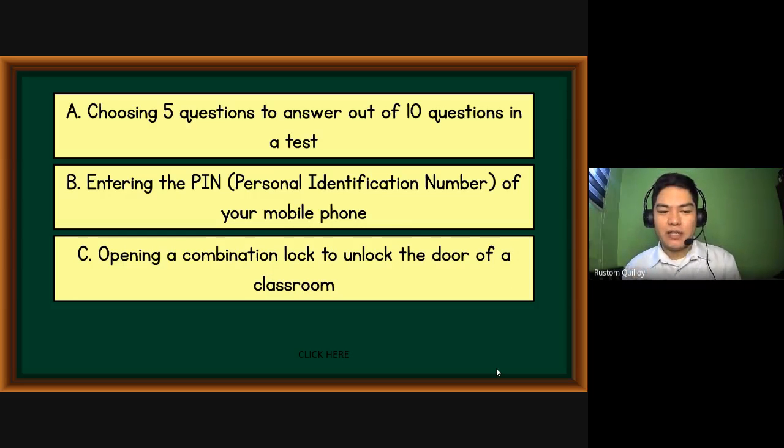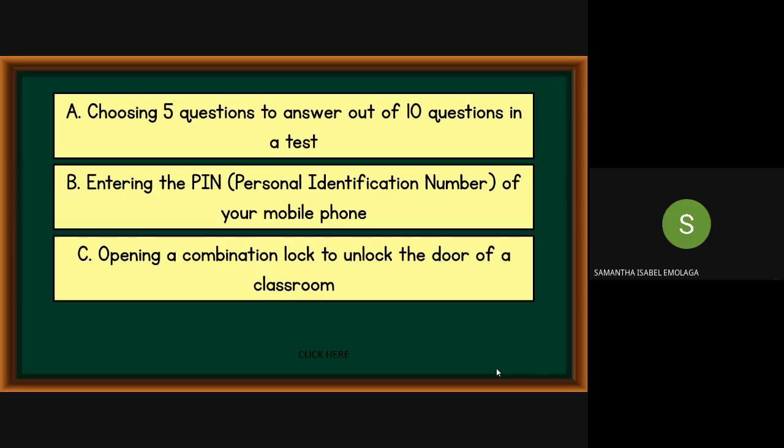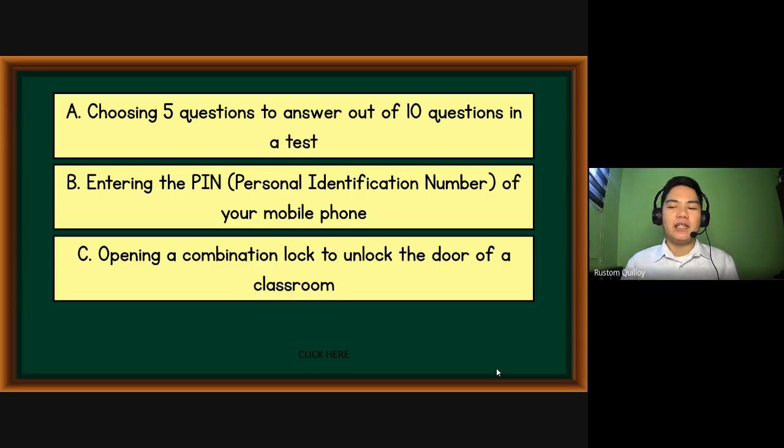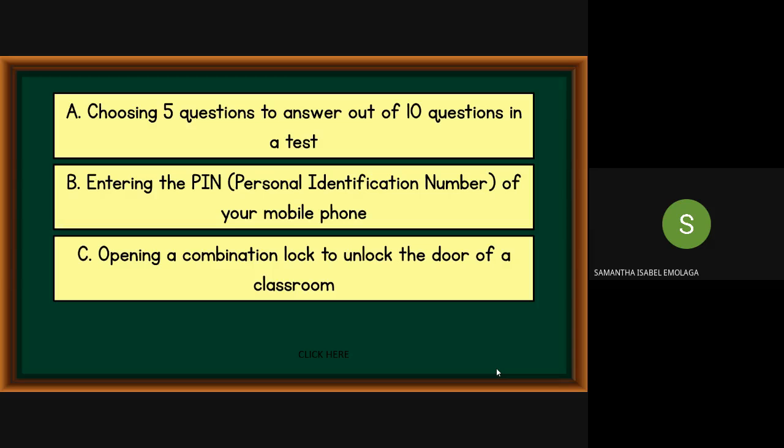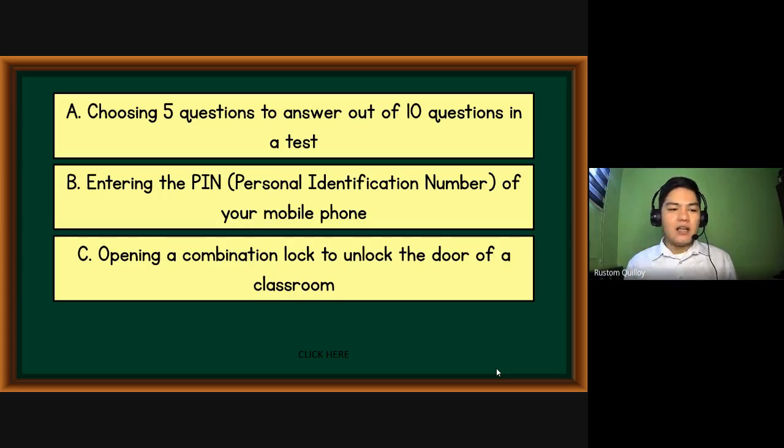Letter C, medyo tricky itong letter C. Opening a combination lock to unlock the door of a classroom. Yes, Samantha. Permutation po. Yes, permutation. Why permutation? Kasi pag mali pa din po yung arrangement na in-enter nyo, hindi pa din po mabubuksan. Yes. So, pag mali yung arrangement ng numbers dun sa lock, sa padlock, hindi pa rin mag-open yung padlock.